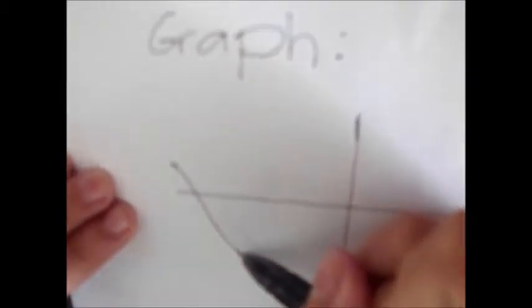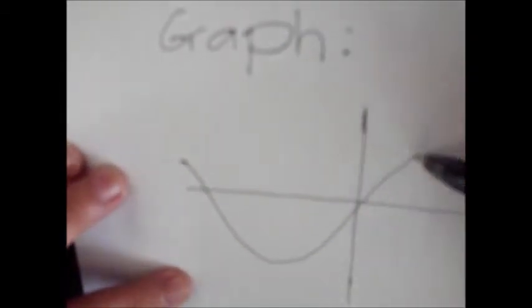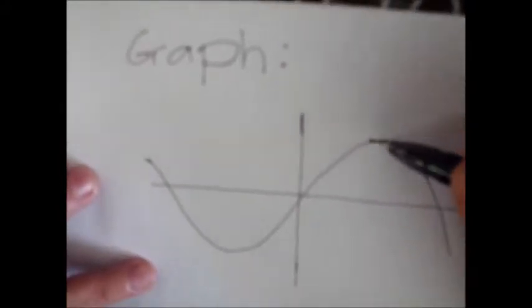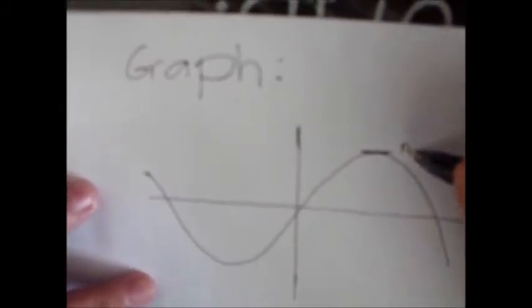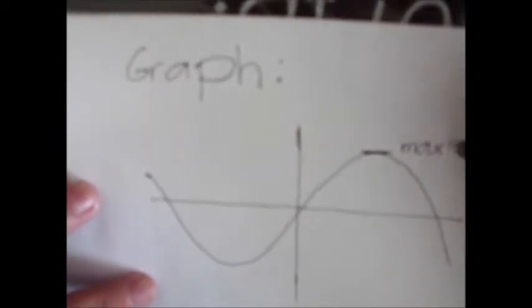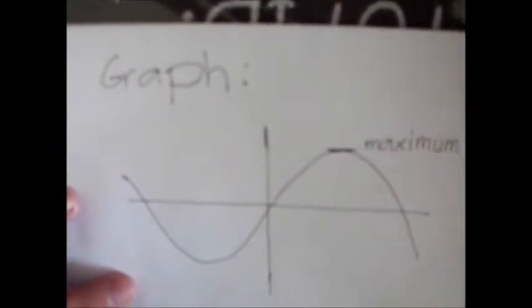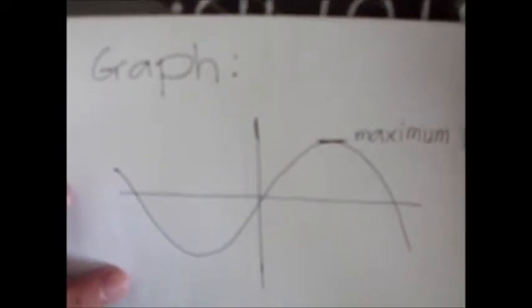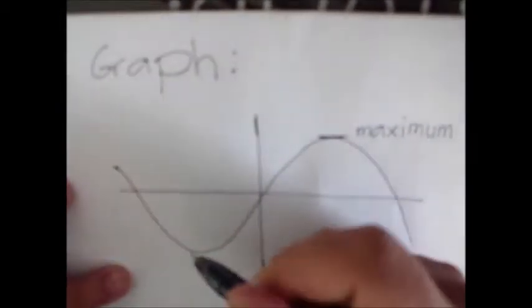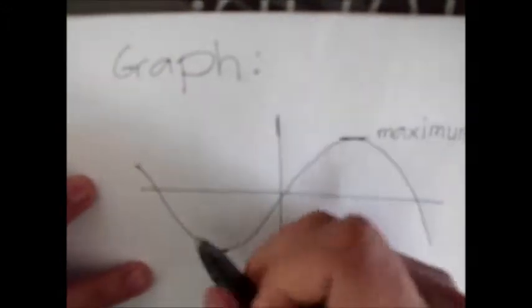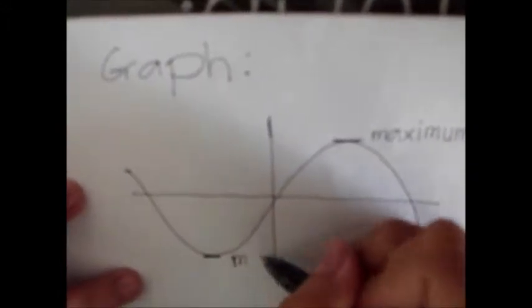This kind of graph. This is a maximum point and this one is the minimum point.